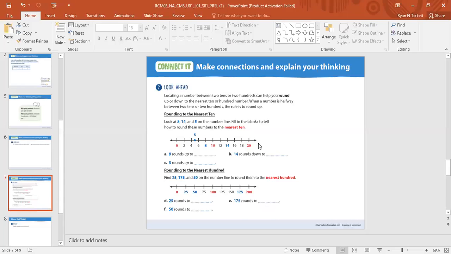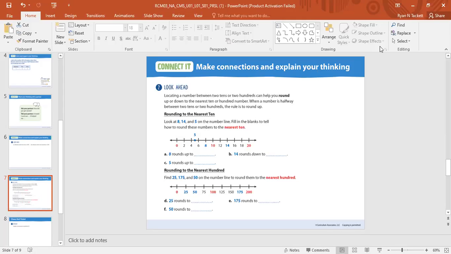All right. So guys, this is something that I would like you to do on your own. I will send this out on Google Classroom. What we're going to do is locate a number between two tens or two hundreds that can help you round up or down to the nearest 10 or the nearest 100. Ms. Dixon talked about this earlier. When a number is halfway between two tens or two hundreds, the rule is to round up. So guys, if I have the number 15, that 5 is halfway between two tens. So I'm going to round 15 up to 20.